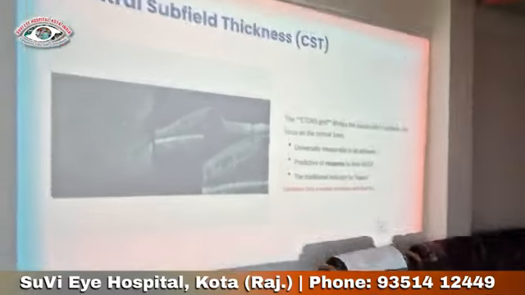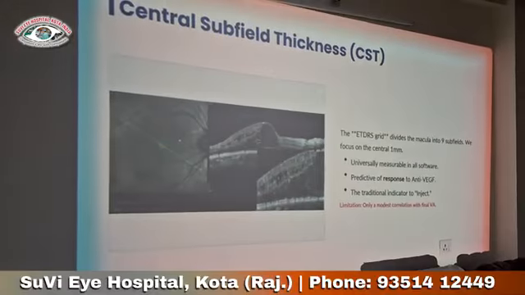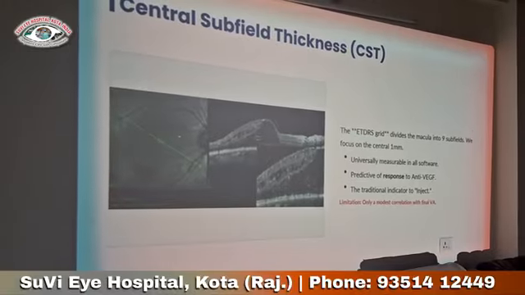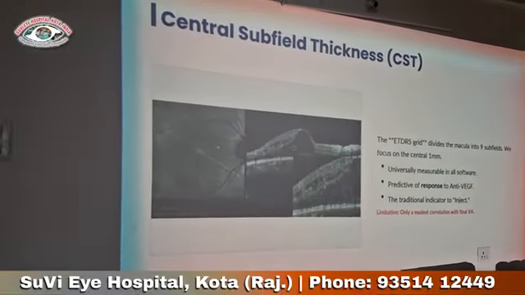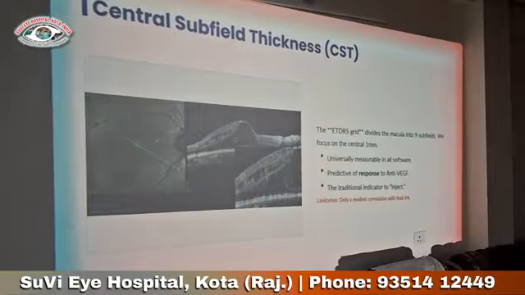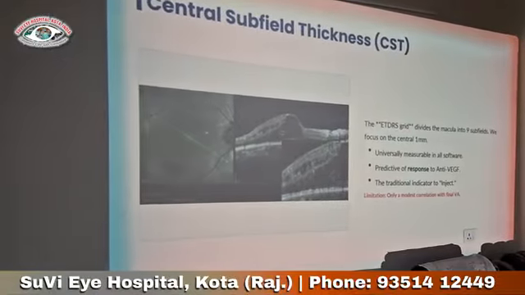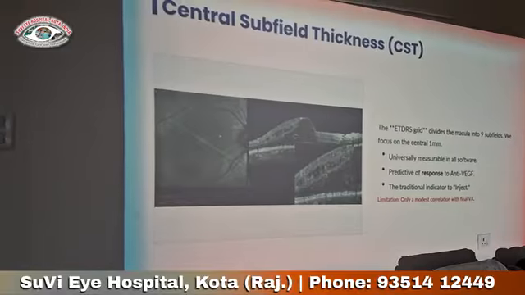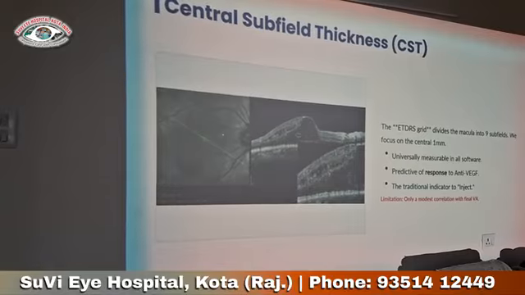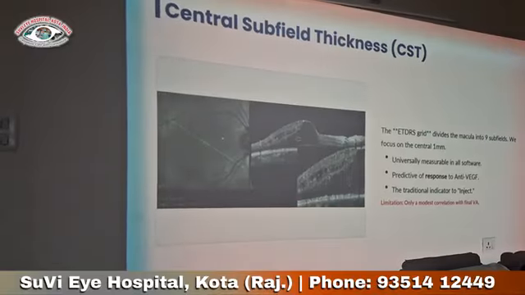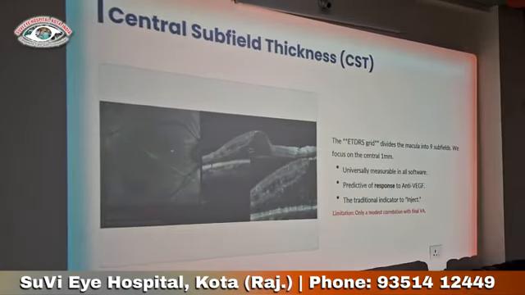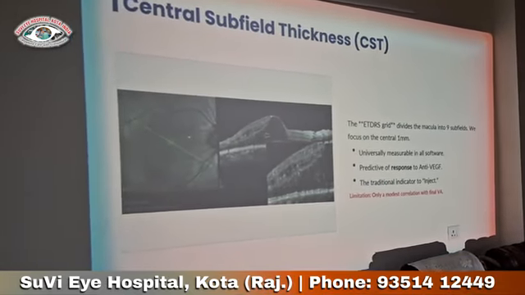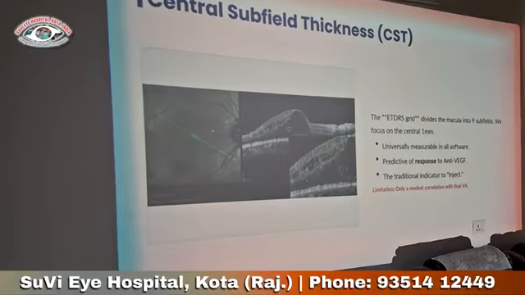No problem. So first is the central subfield thickness. The central subfield thickness indicates the macular edema in the central 1 millimeter zone. That is, the ETDRS has classified, and all the OCT software have this ETDRS circle within which 1, 3 and 6 millimeter zones are there. So the central 1 millimeter edema is there. Then the central subfield thickness.